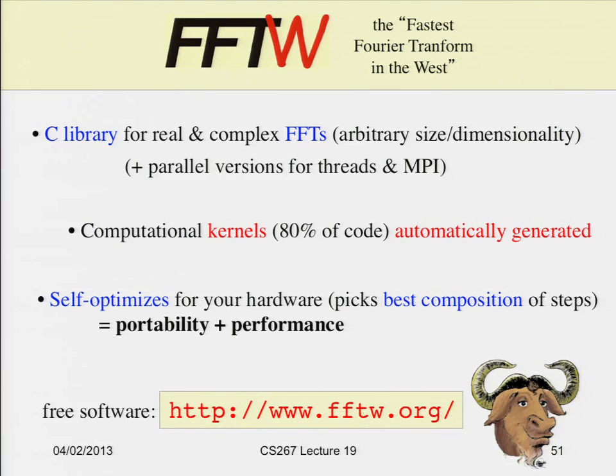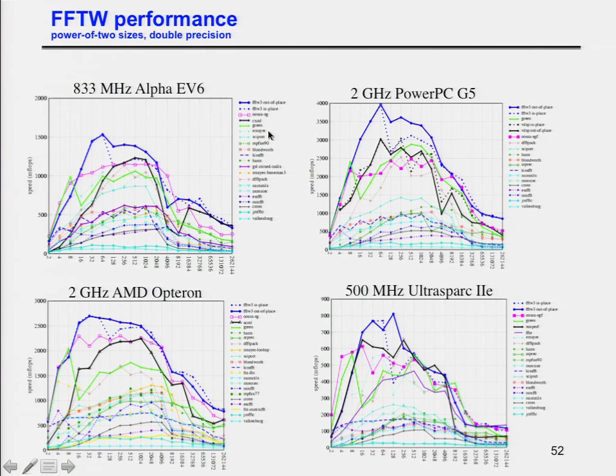So let me just show you some performance data. There are so many lines on this plot because there are so many different FFTs that have been implemented over time. Each curve is somebody else's different attempt historically to write a fast FFT. And the one at the top, the blue line, is FFTW, which is usually the fastest. These are 4 different platforms and many, many different implementations. There are actually 2 different versions of the FFT.